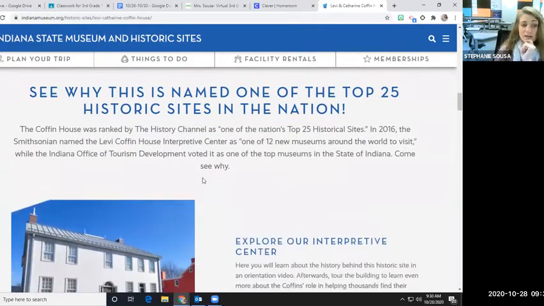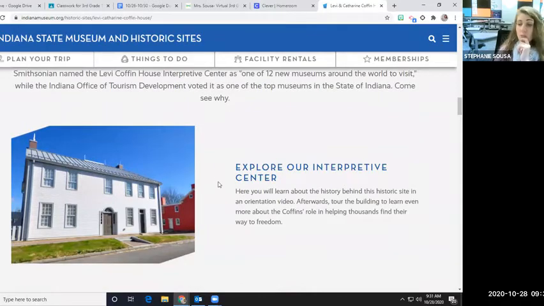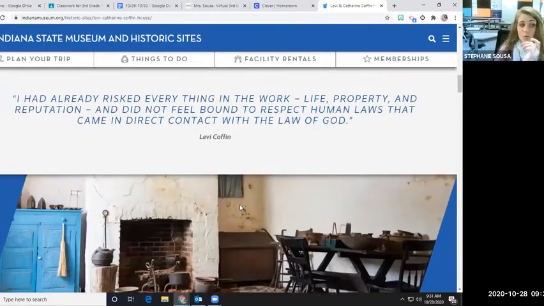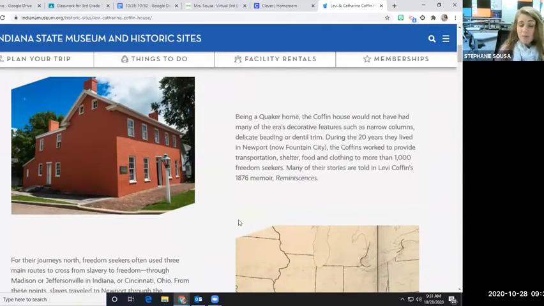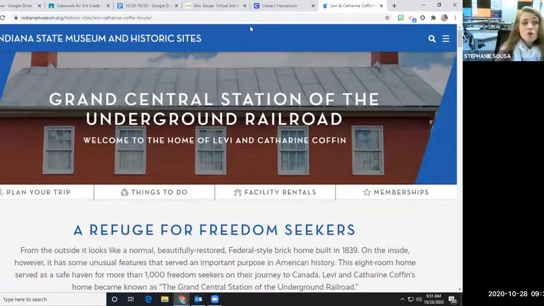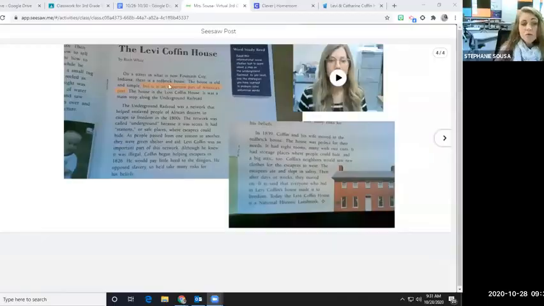So this Levi Coffin House is a very important part of our history, and we're lucky that we get to observe it in Indiana and that we had people in Indiana who were working to end this terrible system of slavery, okay? So we're gonna read a text today, and I am gonna warn you, we're gonna go a bit over our time because of that fire drill, but you'll still get your break, okay? We're going to read a text today about the Levi Coffin House. And as we're reading, we are going to find information that supports the fact that this is an important part of America's history.